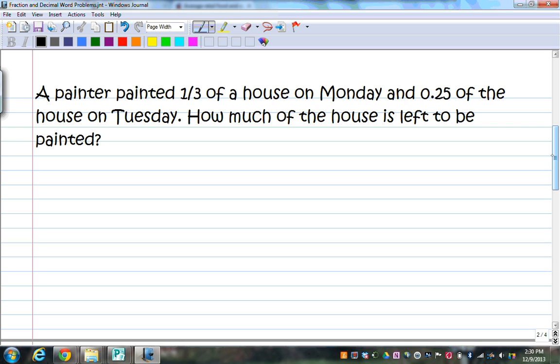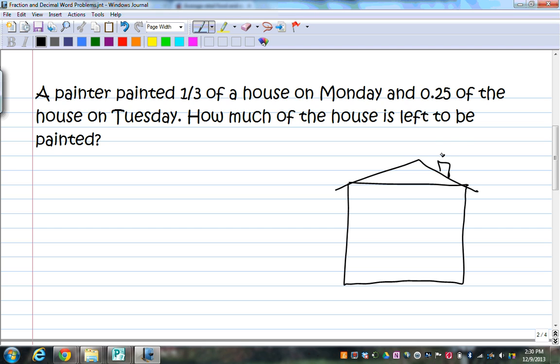A painter painted 1/3 of a house on Monday and 0.25 of the house on Tuesday. How much of the house is left to be painted? Wow. Well, this is another one where I would draw a picture. So, don't spend too much time drawing your house, okay? I'm going to leave out the windows and doors on purpose. I'll put a roof on there, though, okay? Here, how about this, too? A little chimney with smoke.